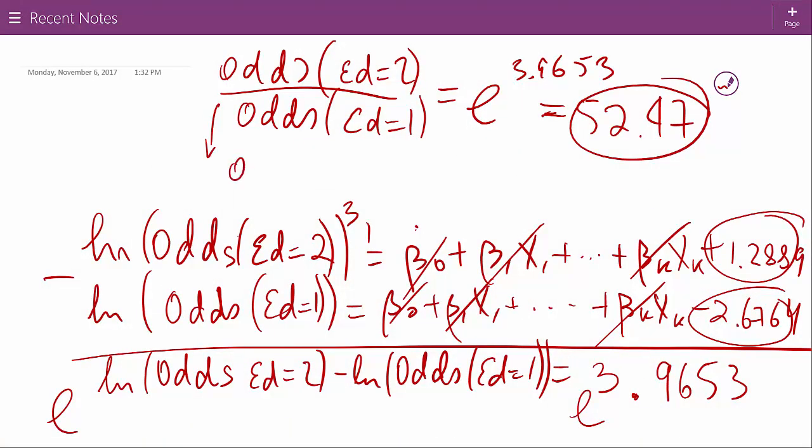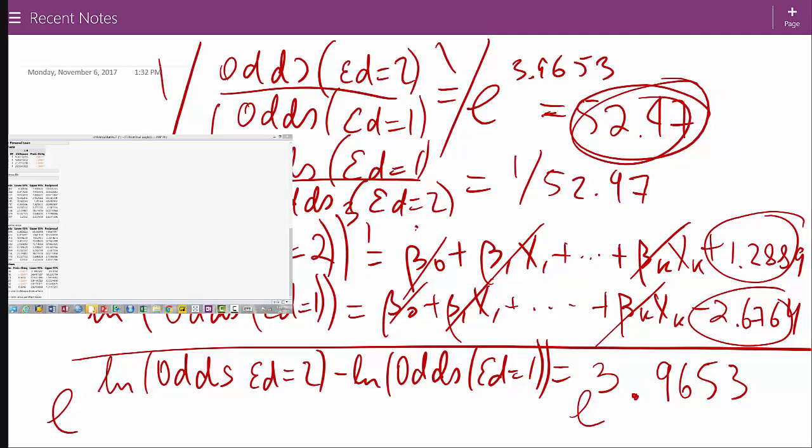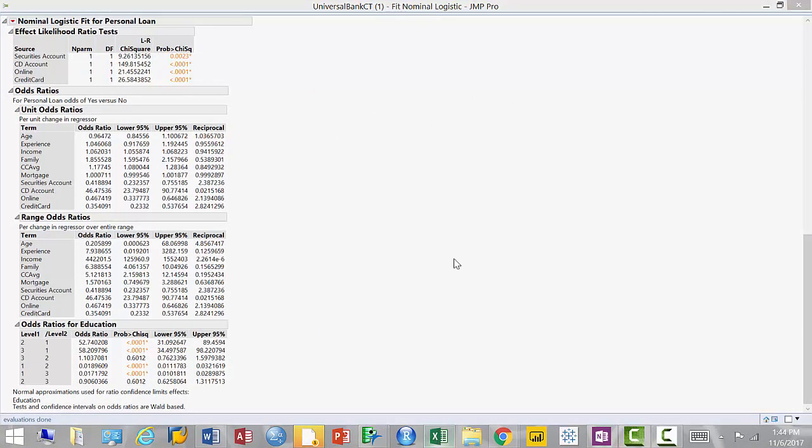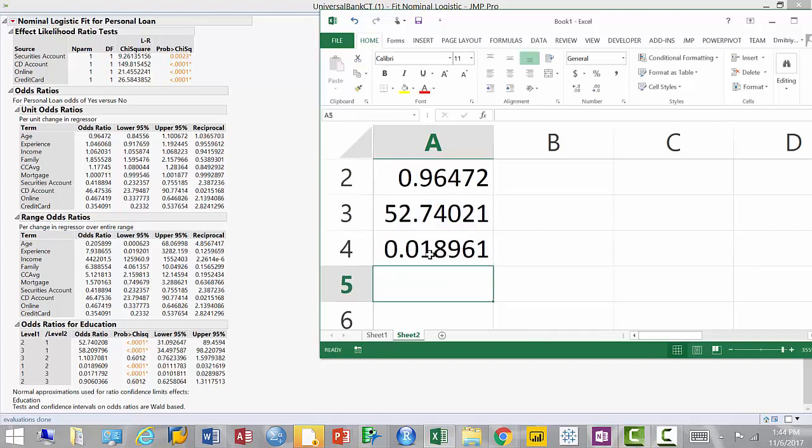I can say, well, if I take 1 over and 1 over, right? Then I'm going to get odds for the education equal to 1 divided by odds for the education equals 2, right? And then after that, it's just basically 1 over that number, 52.47. Now let's check if the math checks out on this one, right? So if I go ahead and use Excel, so that's my odds for education 2 divided by odds for education 1, right? If I want to flip it, all I have to do is take 1 over that number, and that basically gives me 0.0189. Do I see it right here? I believe so, right? It's right here. 1 over 2, 0.0189. So these first 3 numbers are computed, right?